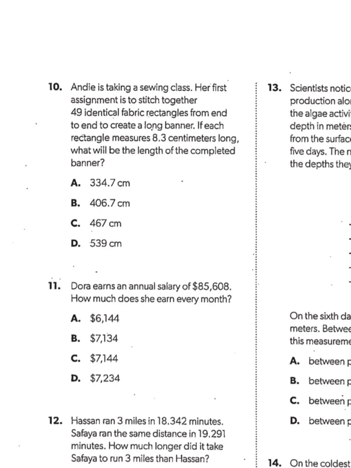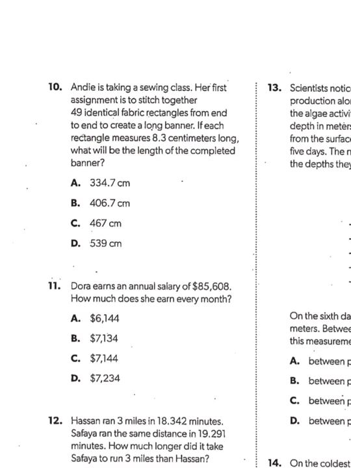Alright, so Andy's taking a sewing class. Her first assignment is to stitch together 49 identical fabric rectangles from end to end to create a long banner. If each rectangle measures 8.3 centimeters long, what will be the length of the completed banner?